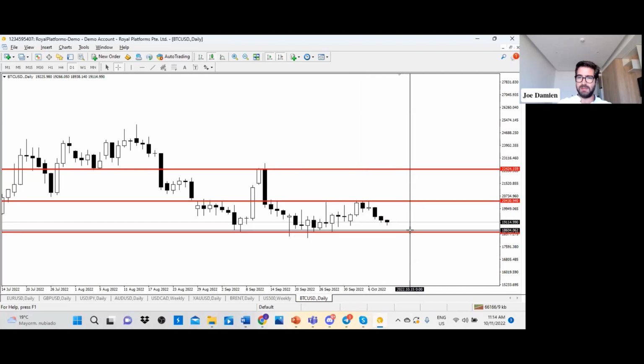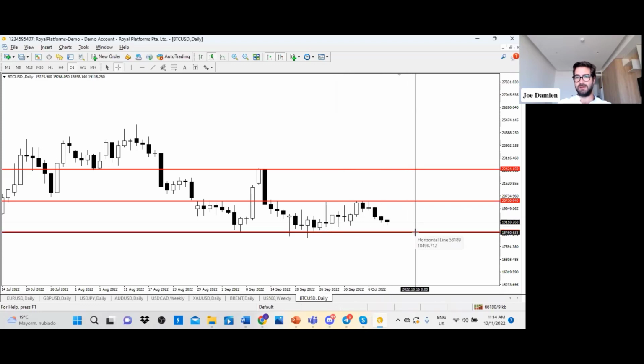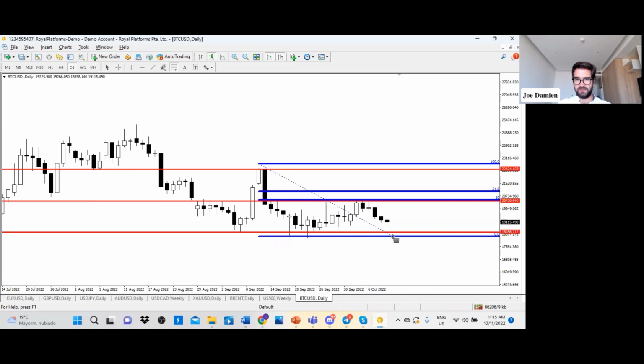As you can see, the market found sellers around this area and was pushed to the downside, and most probably the BTC USD will continue its move to the downside around this area here, which is 18,460. This is the first target. If we use the Fibonacci here, maybe we have the 50% retracement.